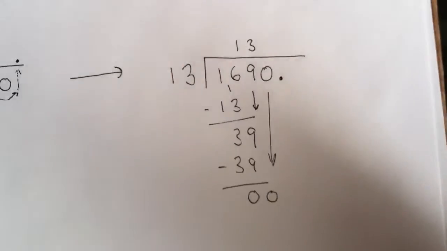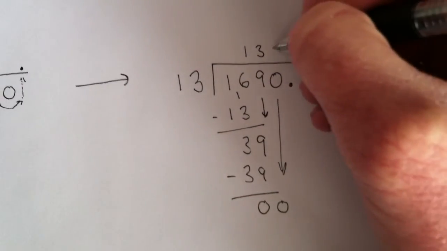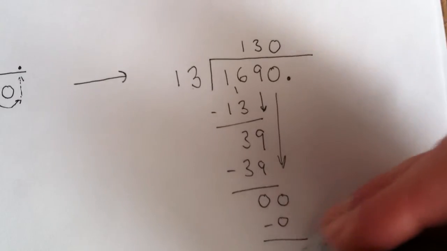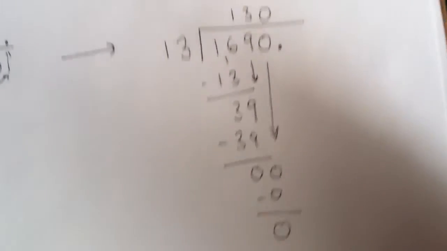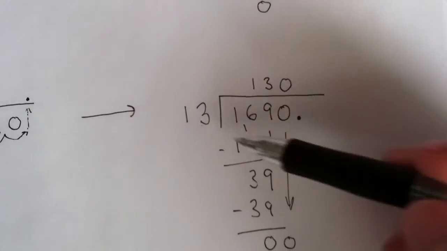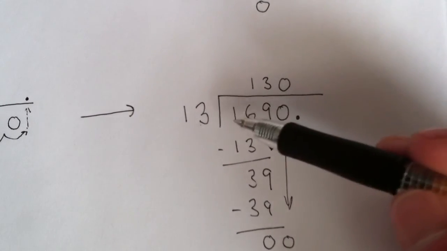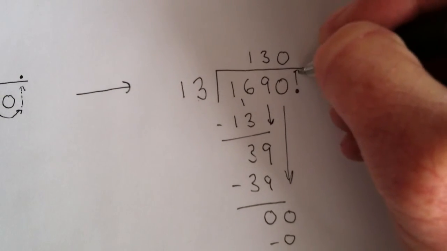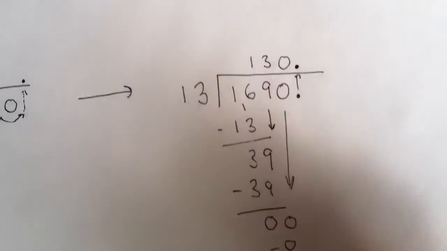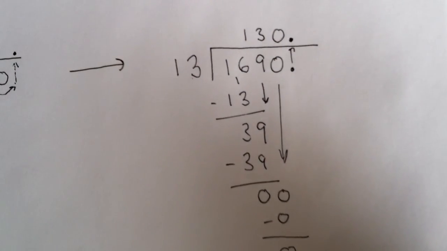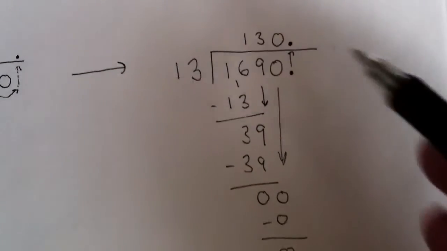0 seats on a bus. Will 13 people fit in there? No, they won't. What's 13 times 0? 0. Anything else to drop down? Nope. Does the answer look reasonable? Well, 13 times 100 would give me 1,300, so we're in the ballpark. Don't forget to bring that decimal point on up. Our remainder is smaller than our divisor. I believe we're done.